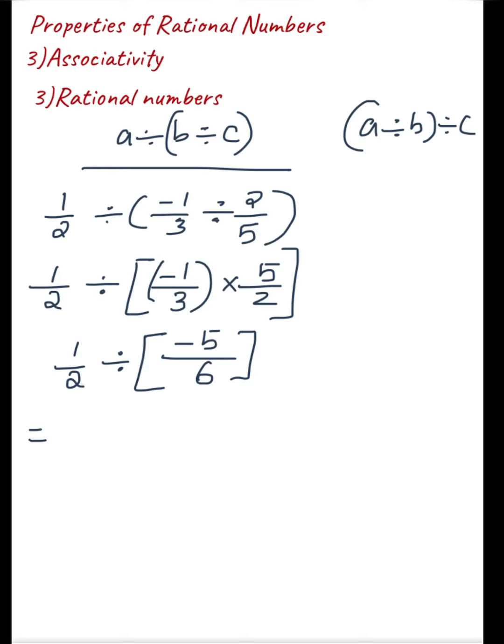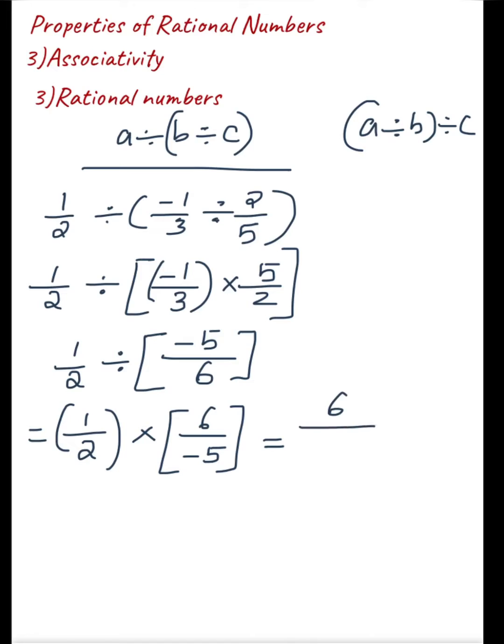Okay, now let's convert this division again into multiplication. So let's write the first number as it is. Instead of division, you can put a multiplication sign. Then what is the reciprocal of minus 5 by 6? It's 6 by minus 5. Okay, now let's do the multiplication. That is 1 into 6 is 6. 2 into minus 5 is minus 10.